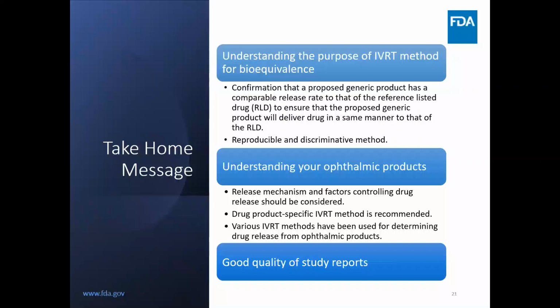The first one is understanding the purpose of the IVRT method for bioequivalence: to confirm that the proposed generic product has a comparable release rate to the reference product, to ensure it delivers the drug in the same manner as the reference product. The IVRT method should be reproducible and discriminating.